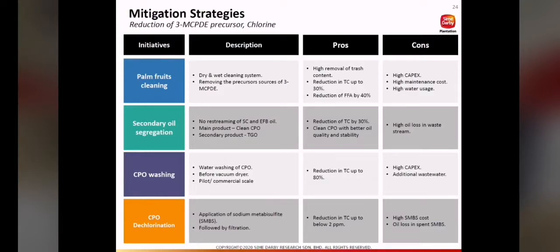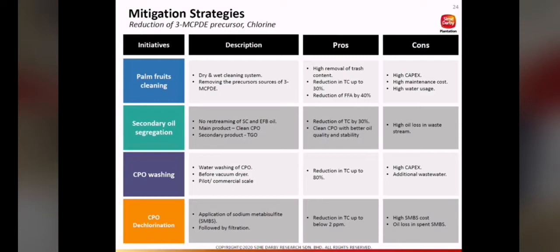chlorinated compounds. With this method, we are able to remove a high amount of traces and reduce up to 30% of the total chloride content. However, the cons of this method are that it involves high capex and high maintenance because we are dealing with solid materials. Secondly, secondary oil segregation.